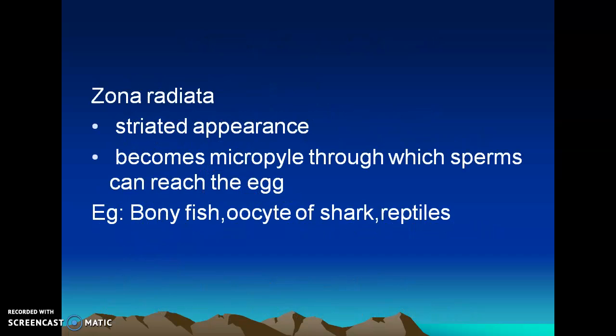Then comes the zona radiata. In the case of bony fishes, the oocyte of sharks, as well as reptiles, the primary egg membrane is called zona radiata. This is because they generally have a striated appearance. The peculiarity of the zona radiata is that during further development, it forms a micropyle, a small opening through which the sperms are able to reach the egg. So this is another kind of egg membrane found in these organisms.